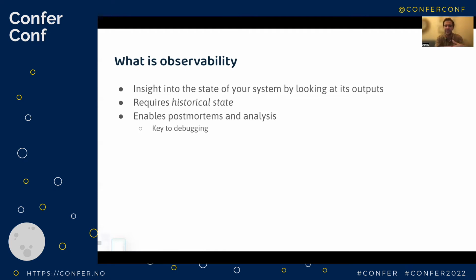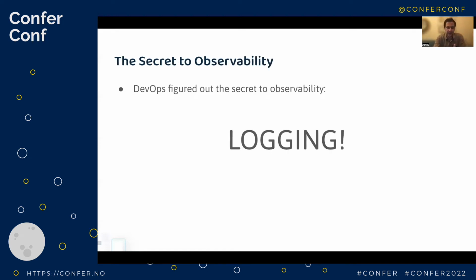It's really the key to debugging, the key to fixing the problems that have developed in whatever kind of system you have, but especially in machine learning systems. And the key to observability, the secret of observability, is really quite simple. DevOps figured out the secret quite a while ago: logging. Logging can mean a couple of different things, but I'm using the term in its looser definition here, where logging just means gathering the outputs of the system, gathering what's going on inside of the system.